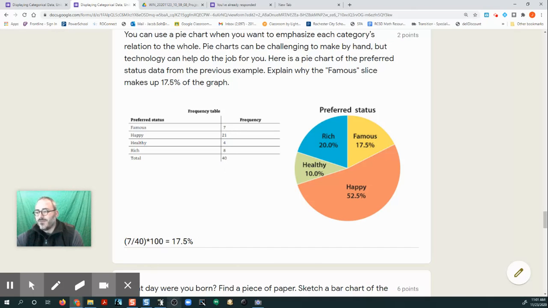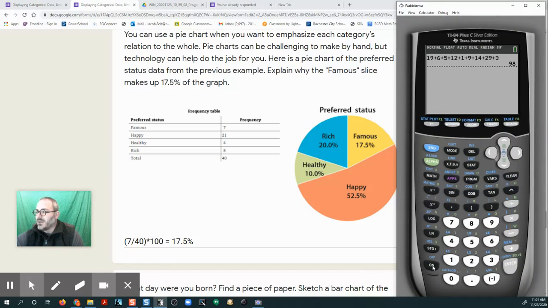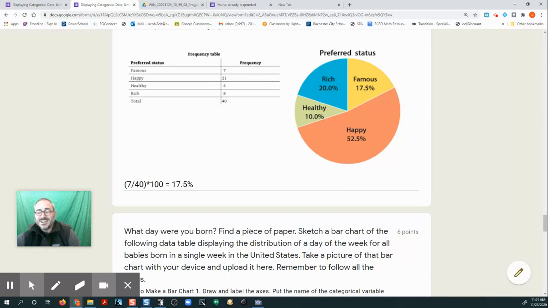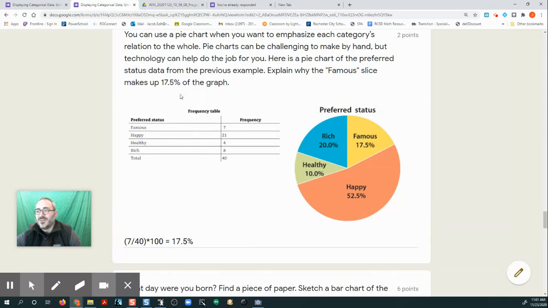So if I put 7 divided by 40 in my calculator and multiply it by 100, let's see what I get. 7 divided by 40 first. All right, that gives me 1.75. Notice that that's a fairly interesting pattern compared to 17.5. I multiply by 100 and I get the 17.5. Notice how that decimal just went over 2 places. So 17.5% is the reason why the famous slice makes up 17.5% of this graph. It's because part divided by whole times 100 gives you the percentage, right?